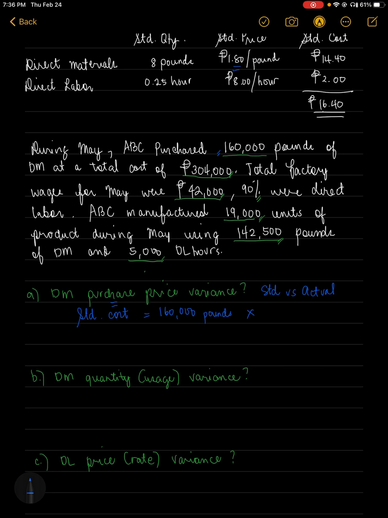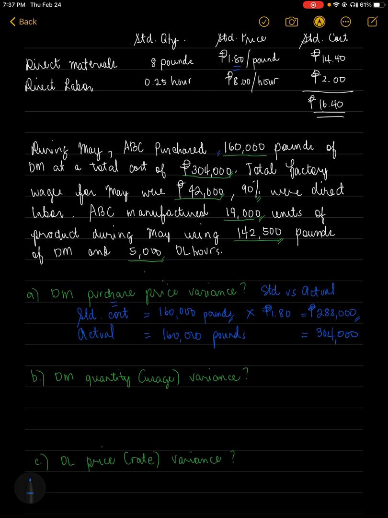So that would be 160,000 times 1.8, and you can get your calculators. 160,000 times 1.8 will give us 288,000. Sorry, 288,000 is the standard price, when you multiply the actual purchase by the standard rate. You compare it with the actual cost. So based on the problem, the 160,000 pounds is purchased at an amount of 304,000.